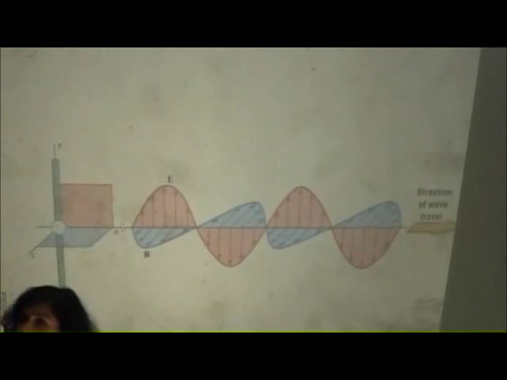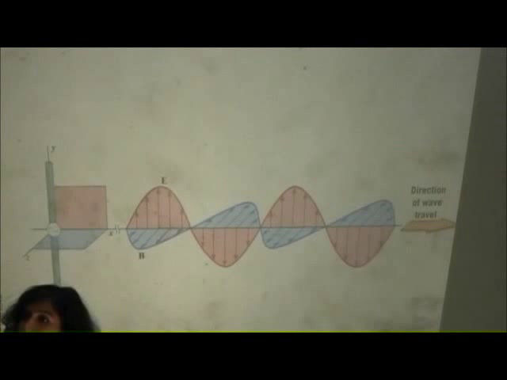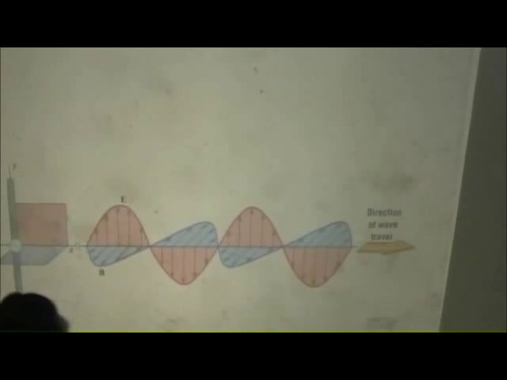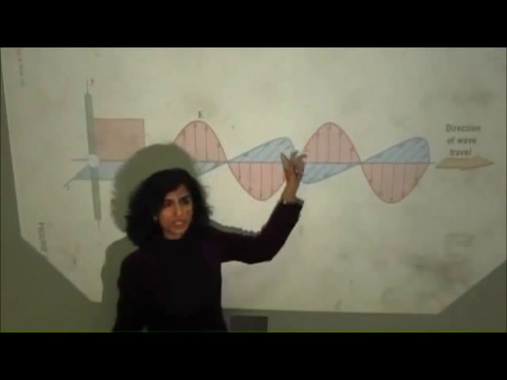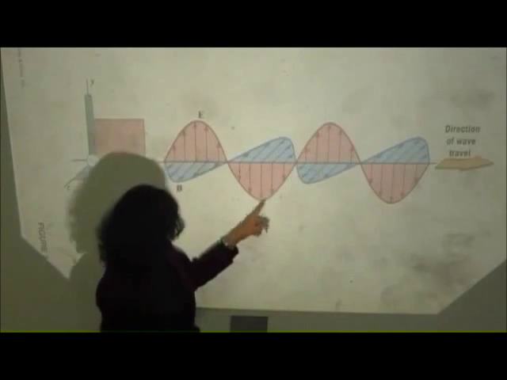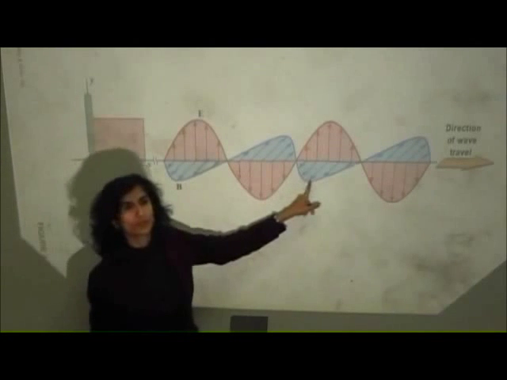Wavelength is the distance between two points which are in the same phase, right? For example, two peaks or two crests. For example, the distance between this and this will be the wavelength of this particular light, right? Or you can choose, say, the distance between these two.